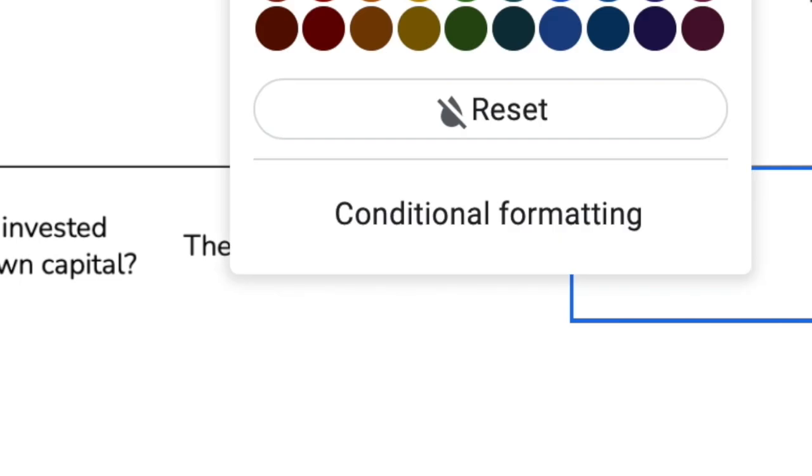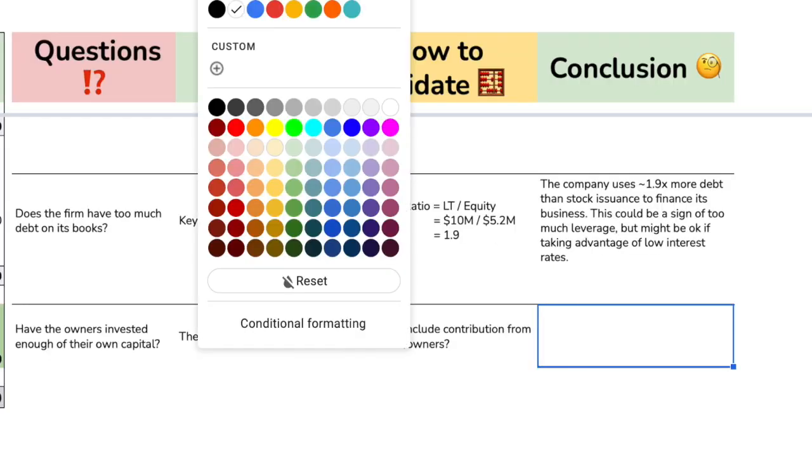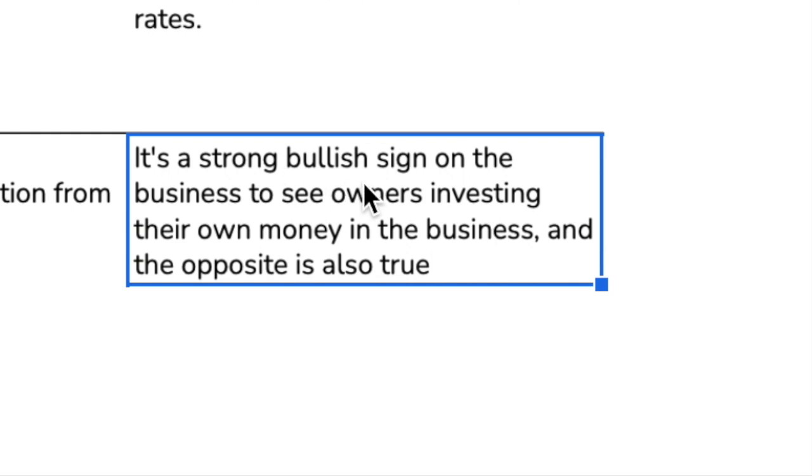And I'm going to look at that and see, okay, does the equity include contributions from the founders and the owners of the company? And my conclusion by looking at that is that it's a strong bullish sign on the business itself to see that the owners are investing their own money in the company. And the opposite is also true. If you see that they're not investing in the business, it means that they have little faith in the company. And that's how you can tell whether the owners have enough faith in their own company for you to invest in it.